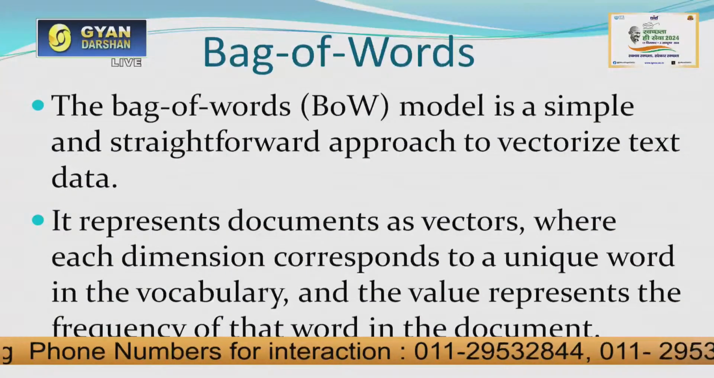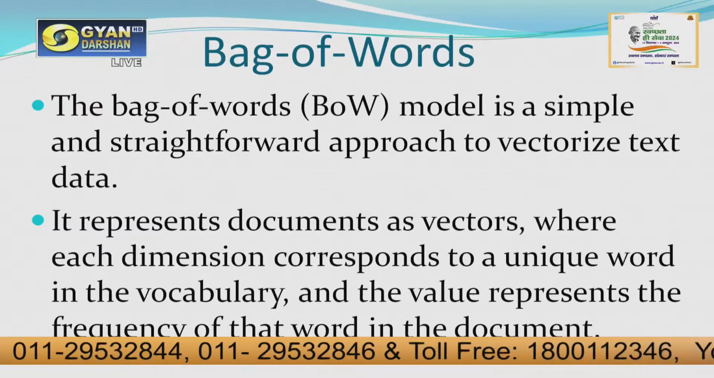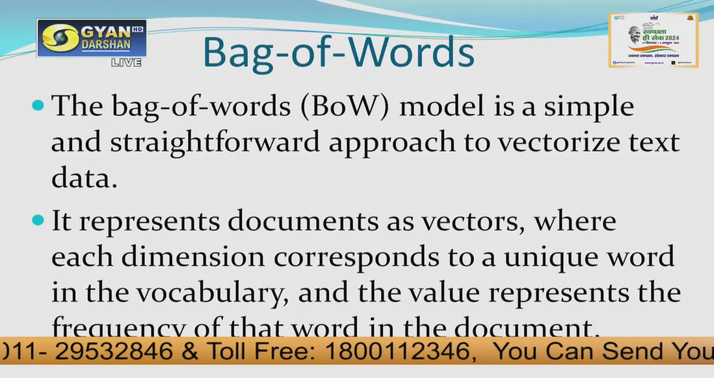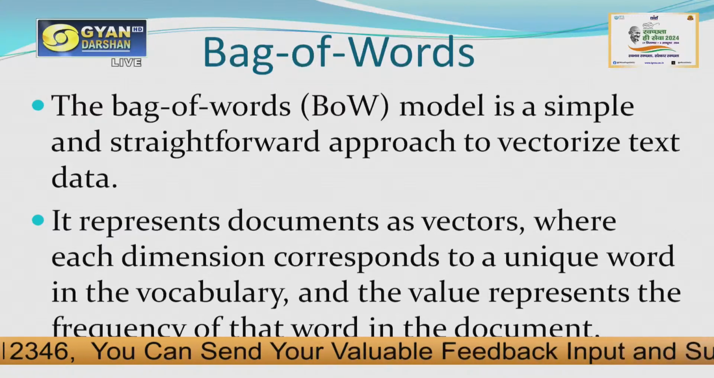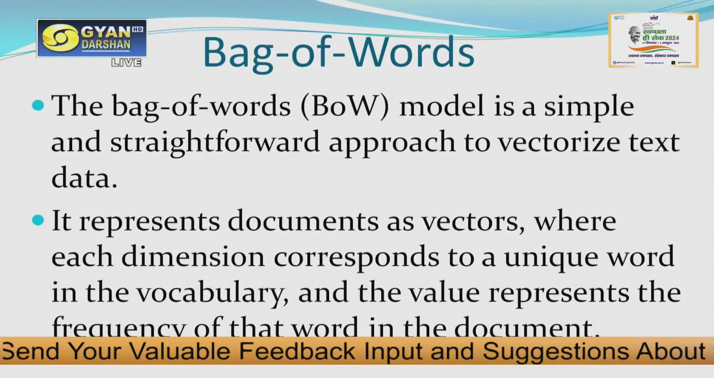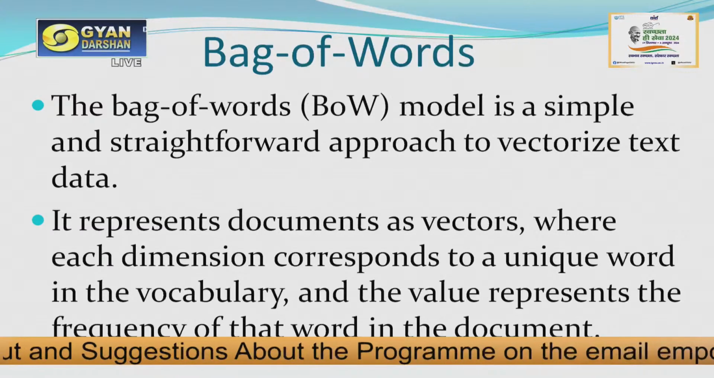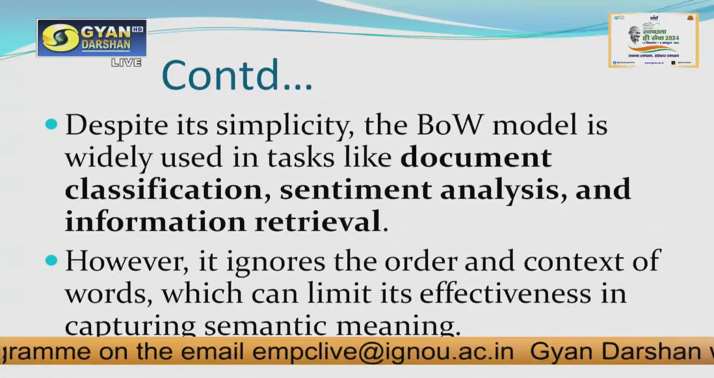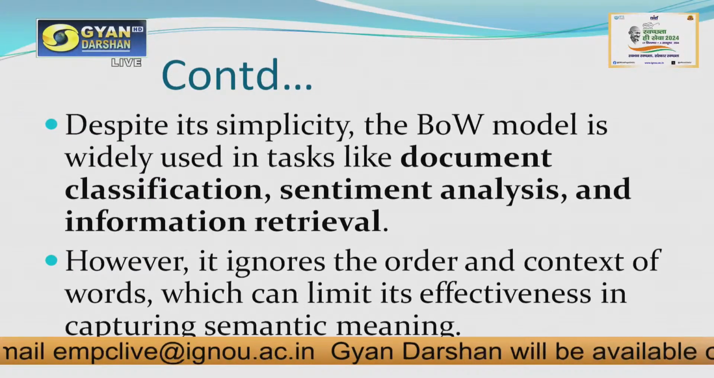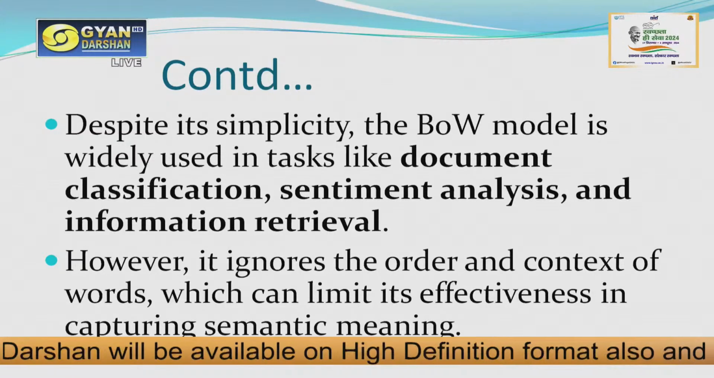One by one, the bag of words model is a very simple and straightforward approach to vectorize text data. It represents documents as vectors where each dimension corresponds to a unique word in the vocabulary, and the value represents the frequency of that word in the document. Here the presence of the word may be taken as 1, and the absence can be treated as 0. This model is very simple, and it is used for document classification. That is one application that bag of words has.